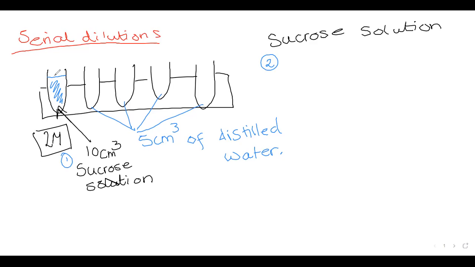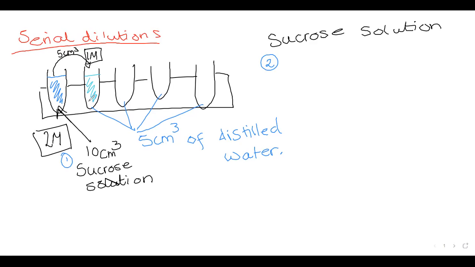So what we would do is take 5 cubic centimeters of that initial sucrose solution, and we would put it into the second test tube, and we would mix it thoroughly. So then in here, we would have a solution that's got 5 cubic centimeters of 2 mole solution and 5 cubic centimeters of distilled water. So this would come in at a total of 10, and it would become a 1 mole solution. Okay, so this would then be a 1 mole solution.